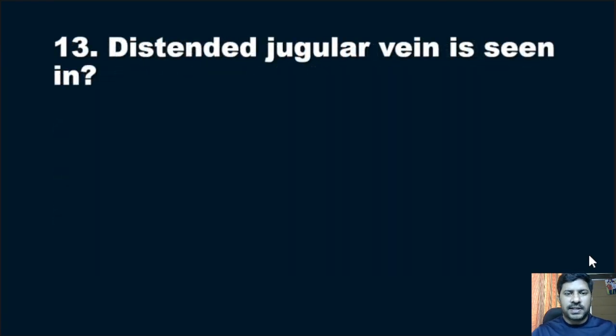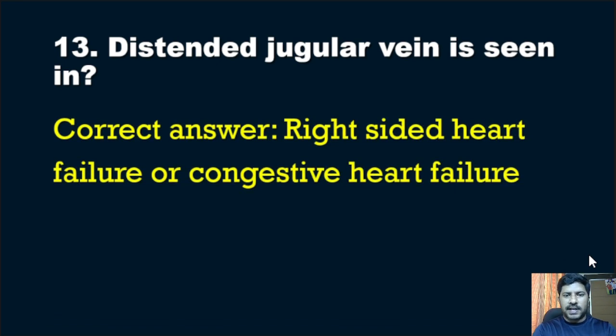13th question. Distended jugular vein is seen in right-sided heart failure or congestive heart failure. Usually in fluid overload, the jugular vein distension will be seen.